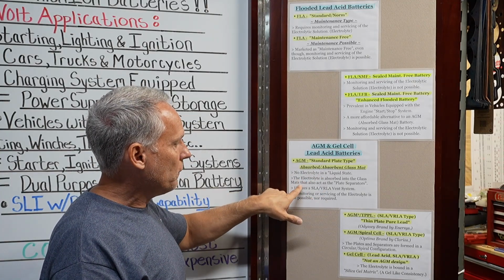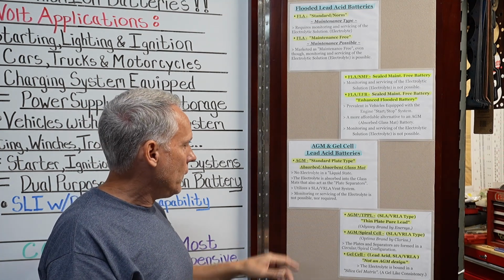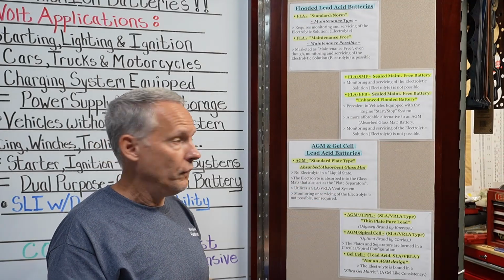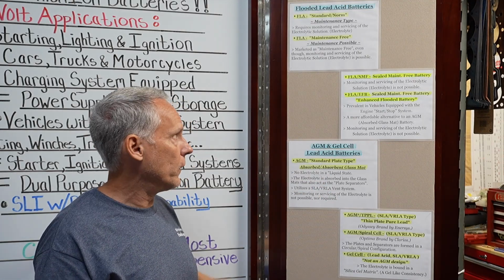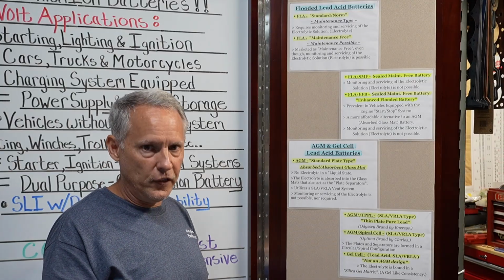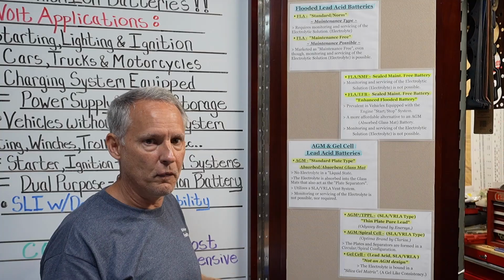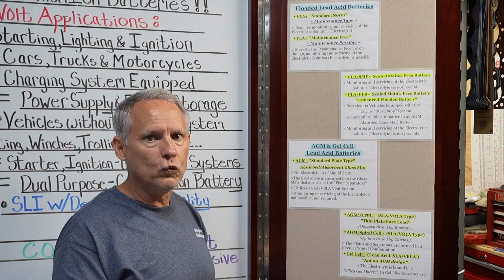The electrolyte is absorbed into the glass mats that also act as the plate separators. Utilizes an SLA VRLA vent system. This is a sealed lead acid battery. It is 100% sealed. It's not got a sticker over top of some caps or whatever. It is sealed. It's designed to be sealed. It's not designed to be opened up in any way, shape, or form. Okay. Monitoring or servicing of the electrolyte is not possible nor required.